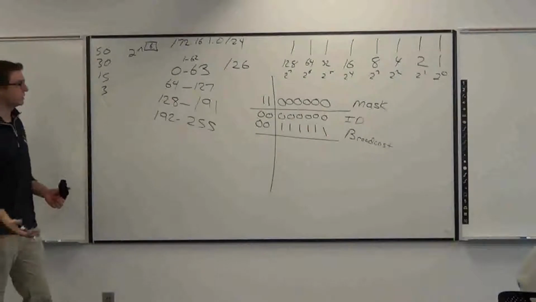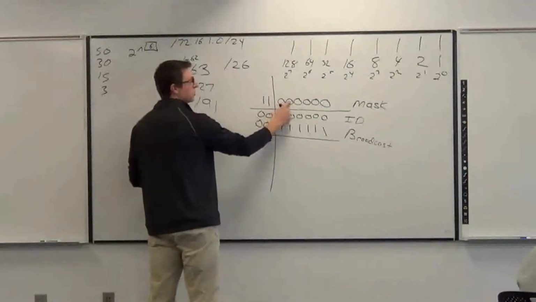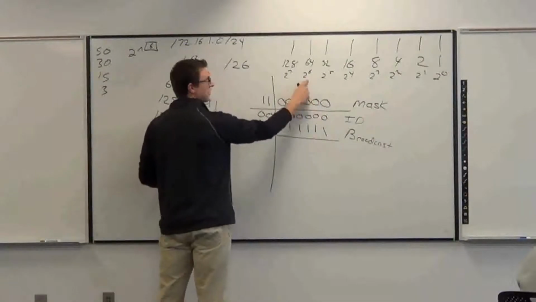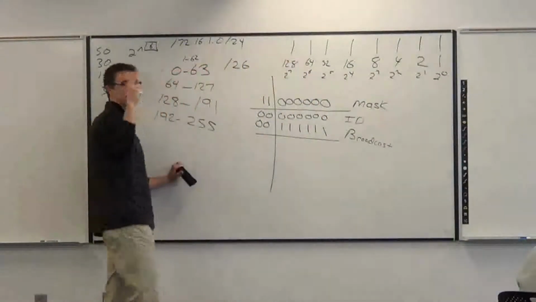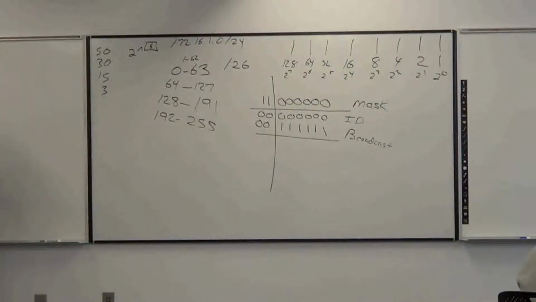Another way I could do it is take 2 to the power of how many zeros I have on the right-hand side. 1, 2, 3, 4, 5, 6. 2 to the 6th is 64. So I subtract 2 off of there. Can't use the first, can't use the last. I'm left with 62 possible hosts per network.